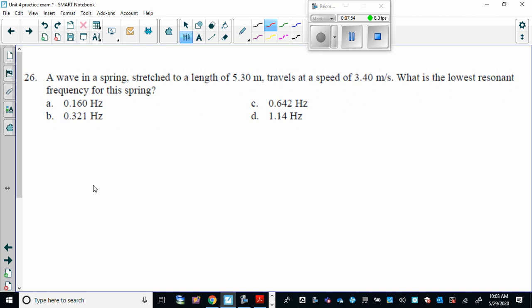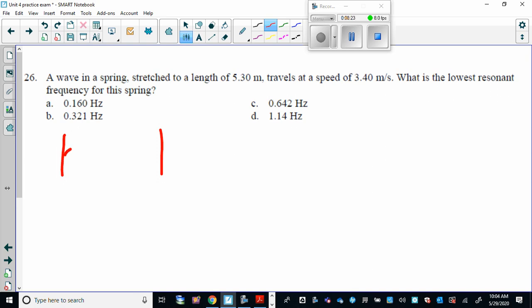Number 26. A wave in a spring stretched to a length of 5.3 travels at 3.4. What is the lowest resonant frequency for this spring? Okay, you have to think about this one a wee bit. So we've got a fixed spring. So if it's a fixed spring, what's the shortest wavelength that will fit within that fixed spring?